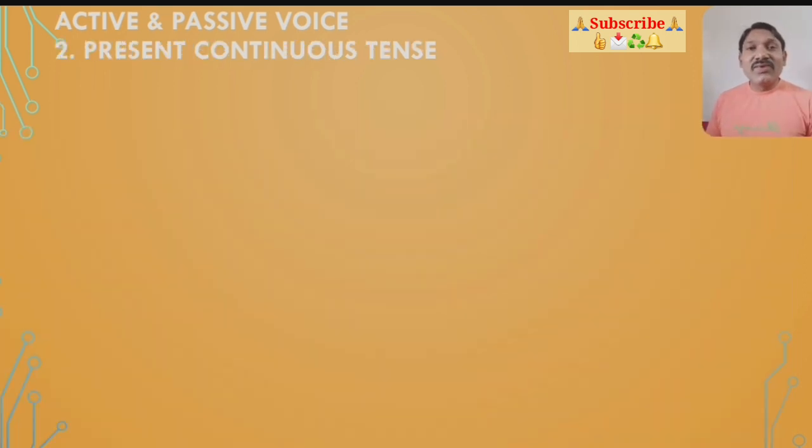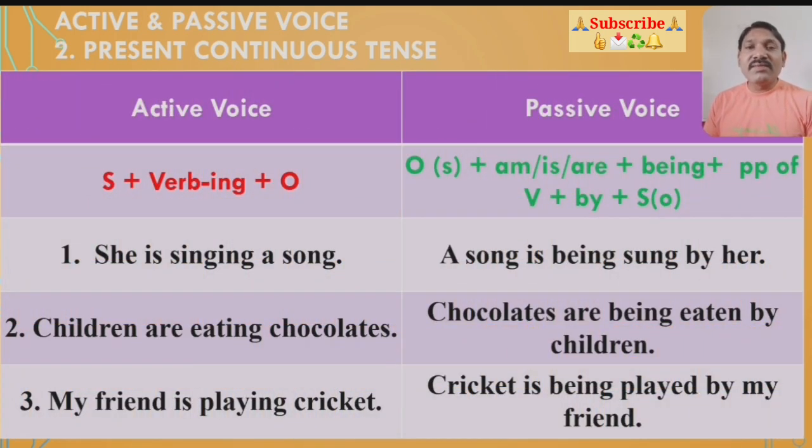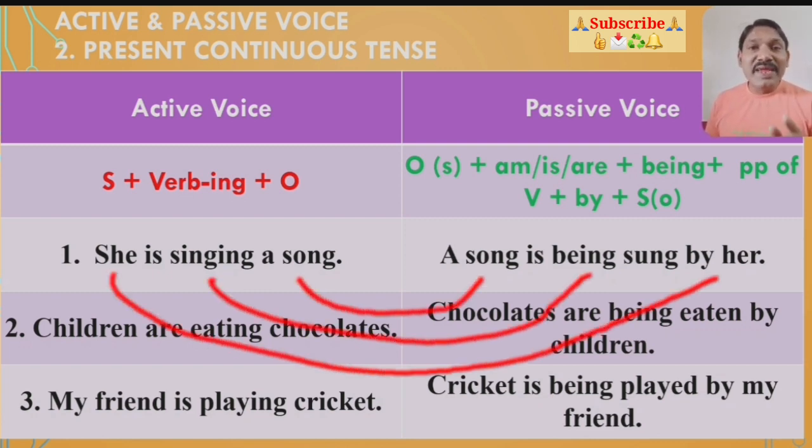Yes student, now quickly I will make you understand the examples. Present continuous tense. See, first of all let's have the formula: subject plus ing form of the verb plus object. And in passive voice: object plus am, is, are plus being plus past participle of verb, by, plus subject. Okay students, directly we will have the examples. She is singing a song. Now in passive voice: a song is being sung by her. The case of she becomes her here.